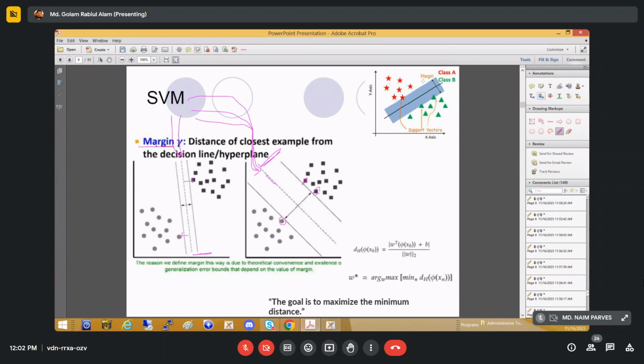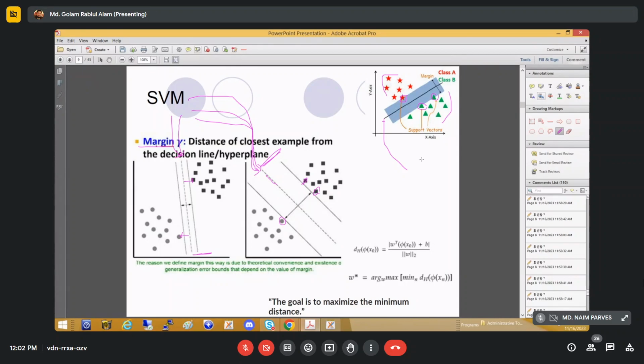We can see here, if we consider this is class A, these are the class A, and these are the class B. And if we consider this is our hyperplane, then this point and this one, or we can even consider this one, these are our support vectors.